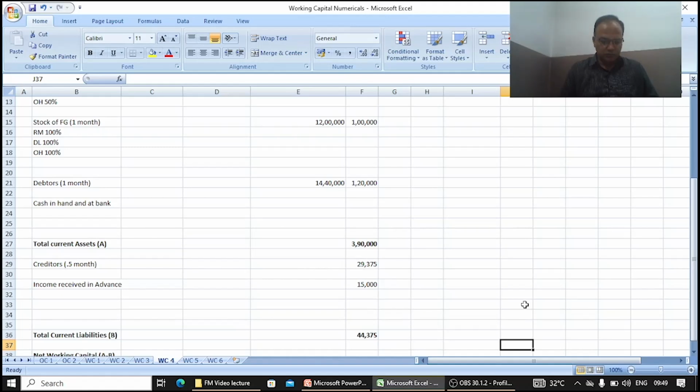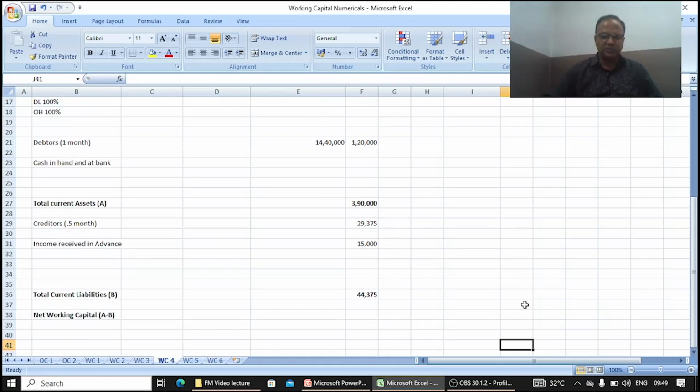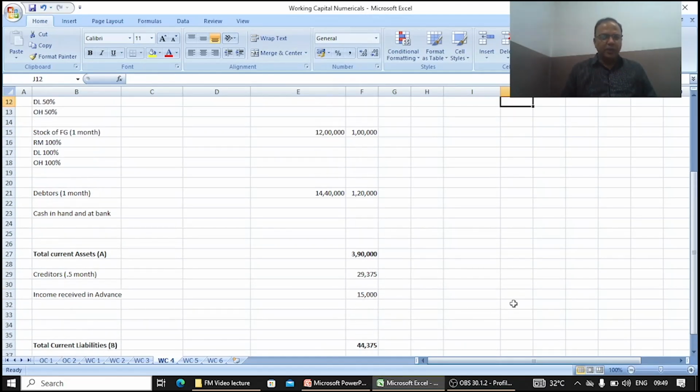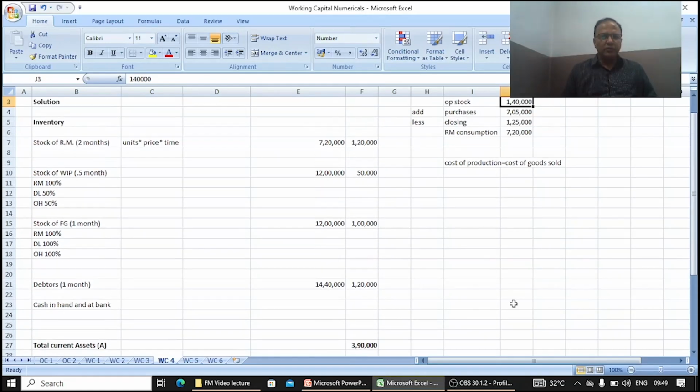390,000 minus 44375 will be 360,625. This is the amount of net working capital. So I think it should be clear to all of you.